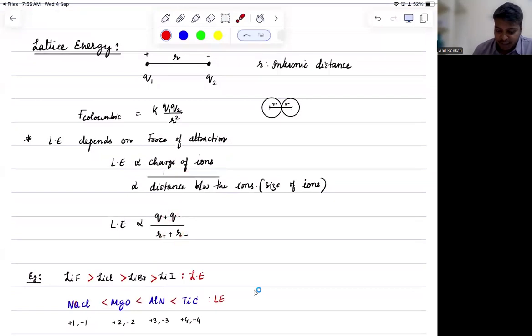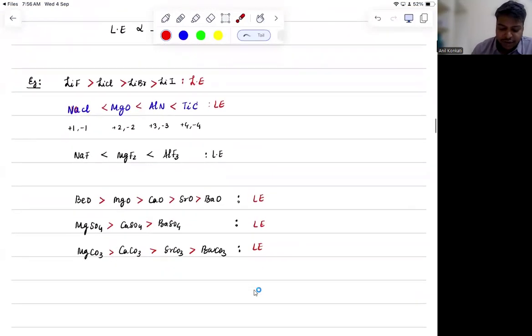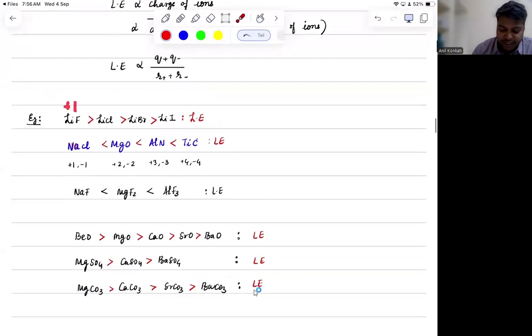Now notice this. If you compare LiF, LiCl, LiBr, LiI, lattice energy, what would happen? You can see fluorine is smaller in size. Charge wise, everything is the same. Everybody has plus one, minus one, plus one, minus one, and so on. But fluorine is smaller compared to chlorine, bromine, and iodine. So that's why the smaller value of radius will dominate. So lattice energy will be in this order.